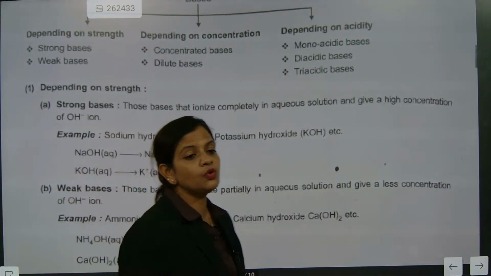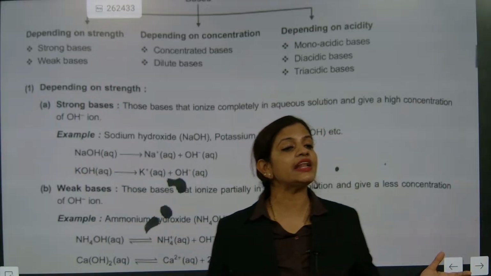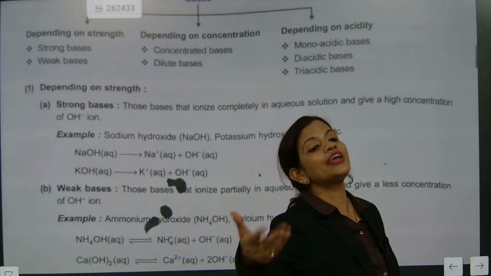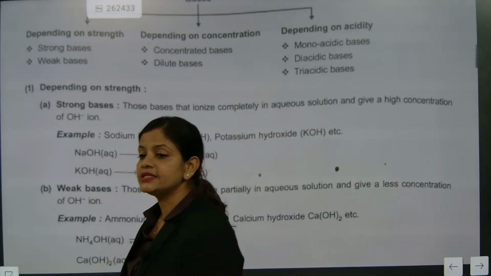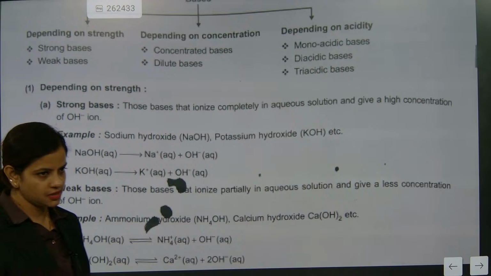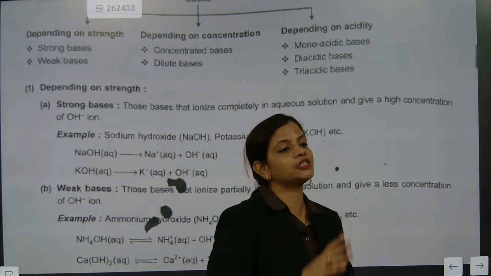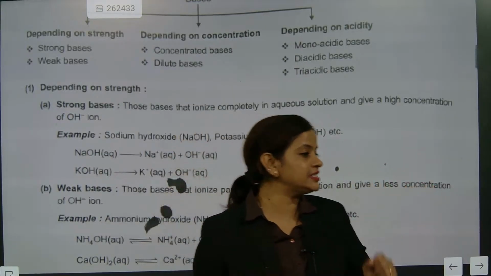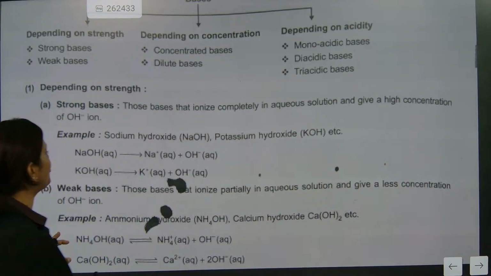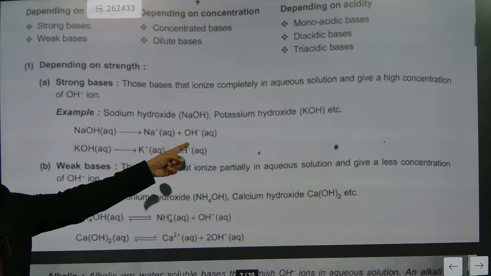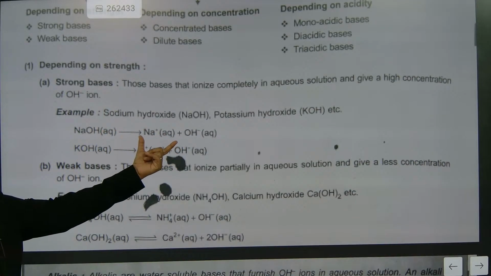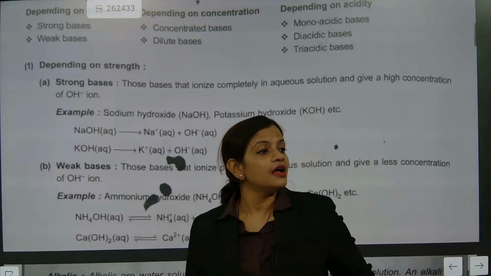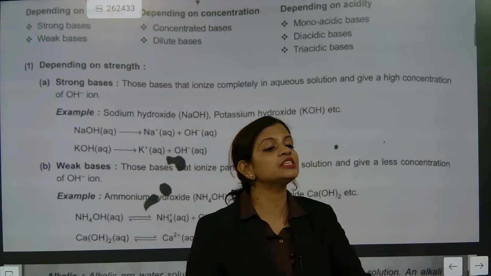Depending on strength, we know the degree of dissociation. When acids release H plus as fast as possible, bases will also be releasing OH minus. How fast a base can release OH minus, that much strong a base is. How fast an acid releases H plus, that much strong an acid is considered. So the same concept lies for bases also. Now we are going to go with sodium hydroxide. Sodium hydroxide is releasing how many OH? One. Is it monobasic or monoacidic? Monoacidic.